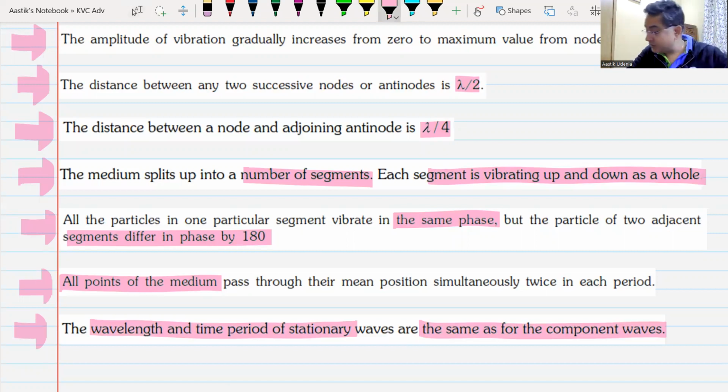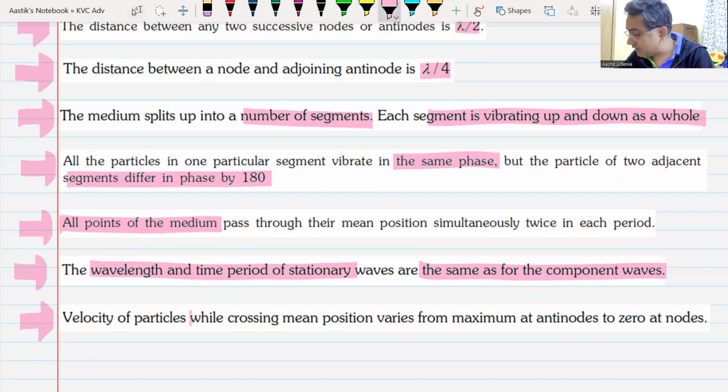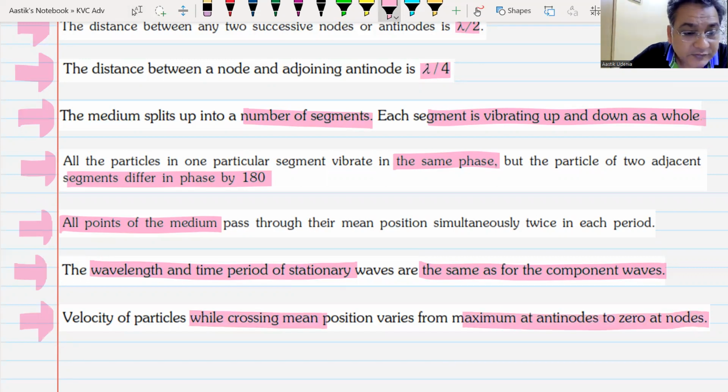Now, their amplitudes are different and therefore their maximum velocities are also different. The particle at a node will have zero velocity, while the particle at an antinode will have maximum velocity. Do we understand this? V max is A into omega. If A is more, omega is the same, they will have more velocity. Do we understand this?